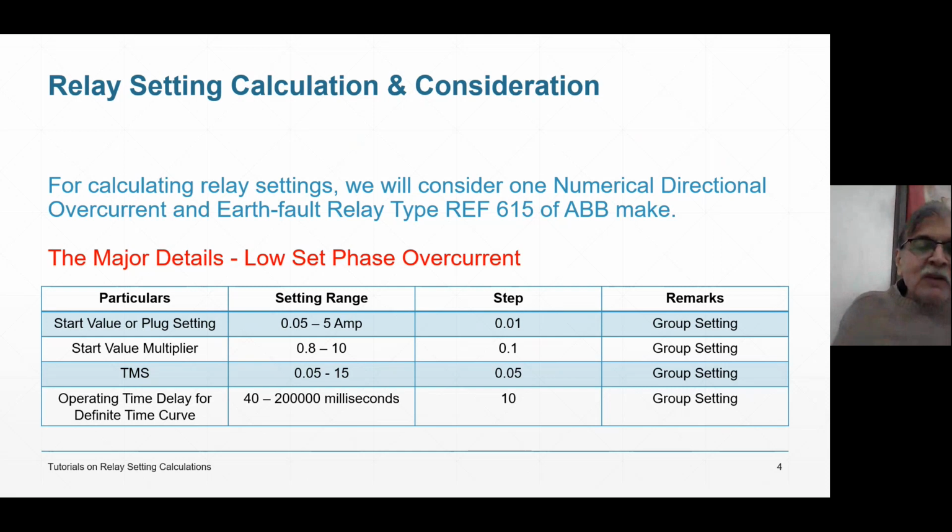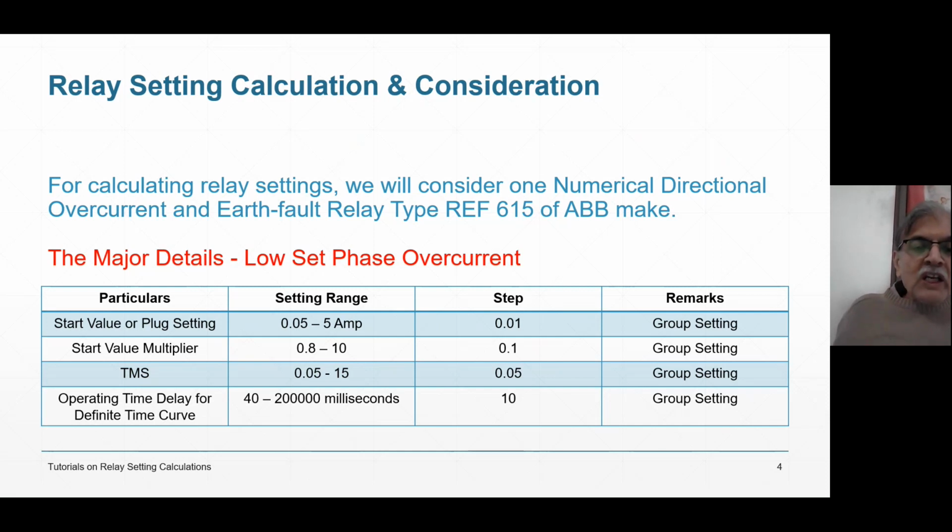6 groups are available. Operating time delay for definite time curve. You see, they are giving many characteristic curves. So in a single relay, there are many characteristic curves, no doubt, one selectable at a time. So 40 millisecond to 2 lakh millisecond, you can say. Right, 40 millisecond to 2 lakh. 2 lakh millisecond means 200 seconds, and 200 seconds means roughly 3 minutes, if I mistake not.